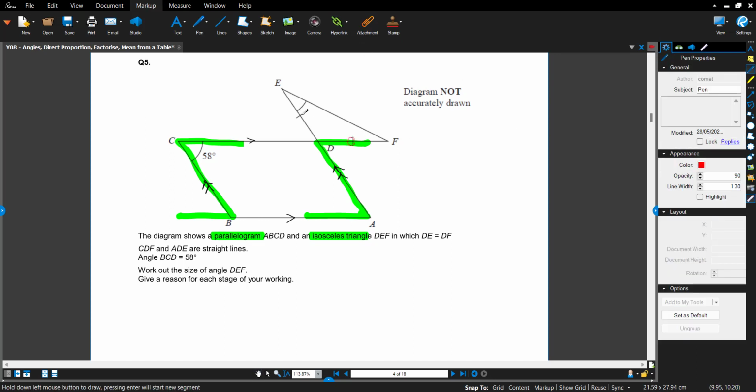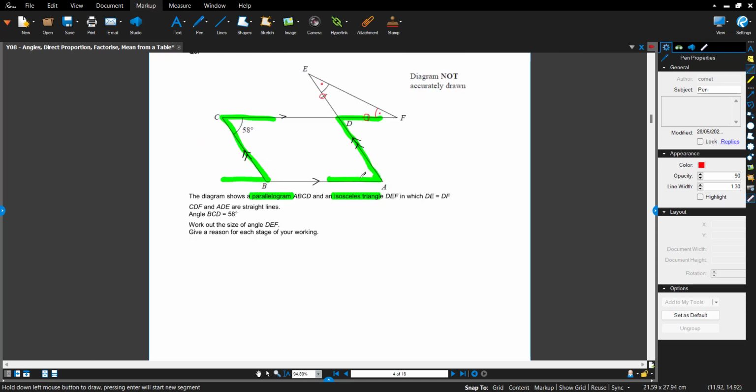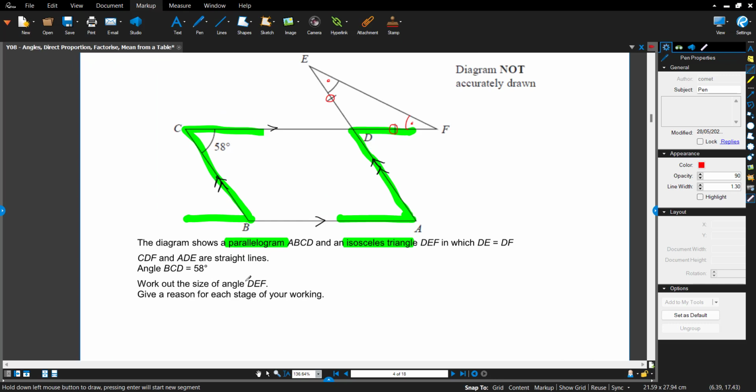So that and that. So what do we know? The angles at the base of an isosceles triangle are equal. So this angle here and this guy here, they're going to be equal, right? So that's good. So we have to work out the angle DEF, which is that angle up there. Okay. Let's just call it X. Well, if that's X, that down there has to be X.